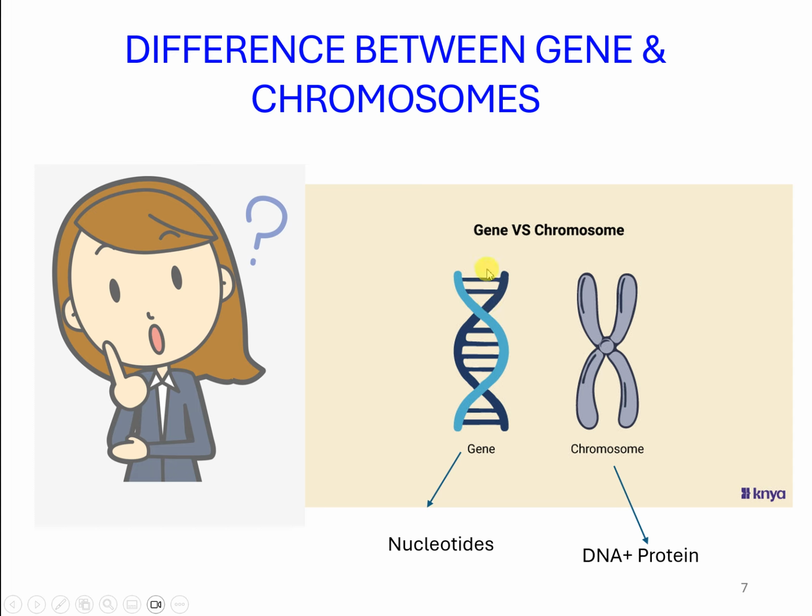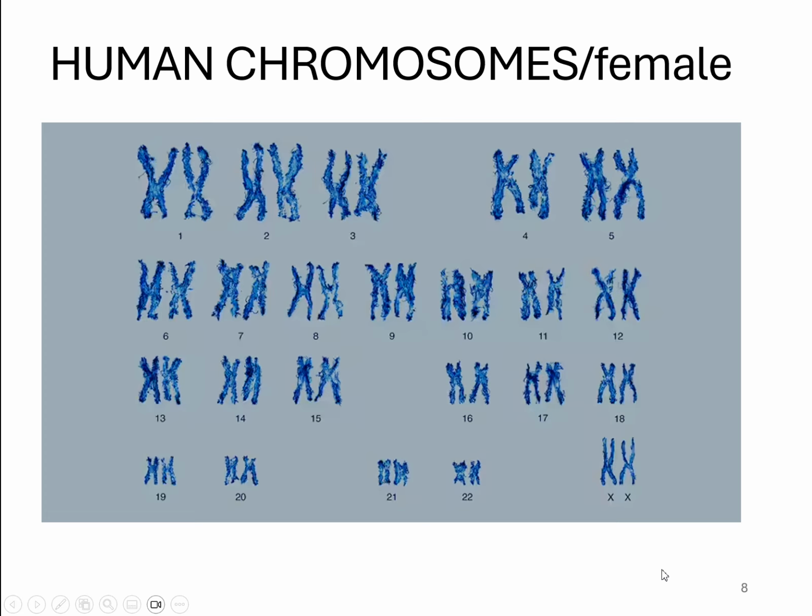A gene has only nucleotides, and some specific repetition of nucleotides holds important information to make the protein. However, a chromosome has both DNA and protein. So this is the main difference between a gene and a chromosome.